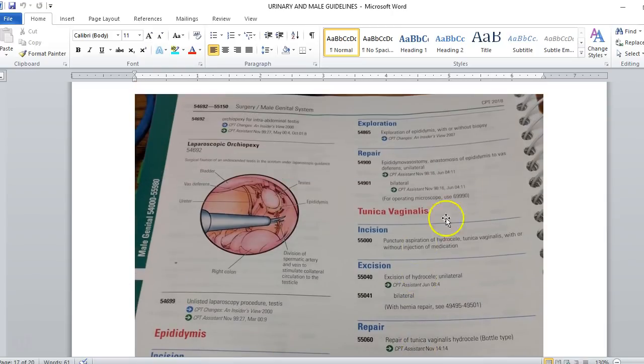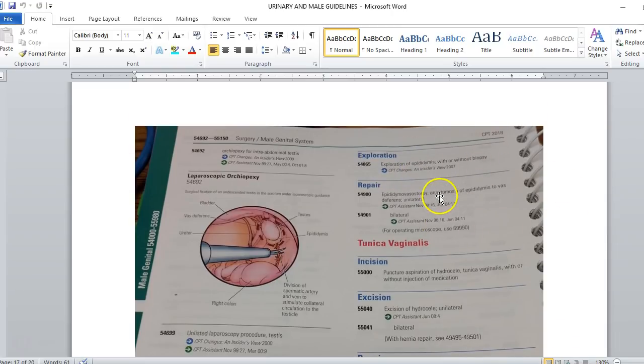We can also do an exploration, and we can do what we call an epididymovasostomy. So this is an anastomosis of the epididymis to the vas deferens. So again, this is making a reconnection between the two. Perhaps we had to interrupt the connection because of cancer, and now we're doing a reconnection at that point. And that's it. We don't do a lot on the epididymis.